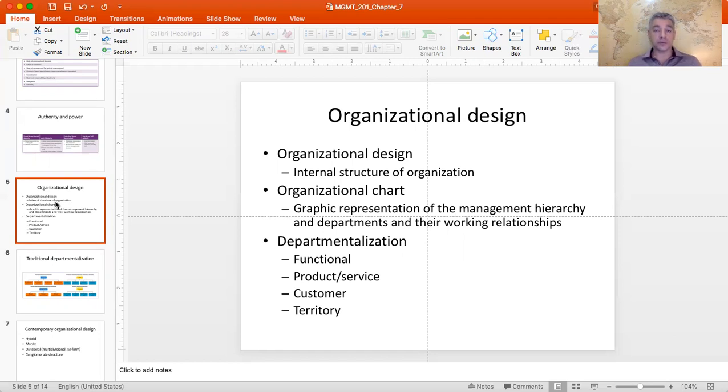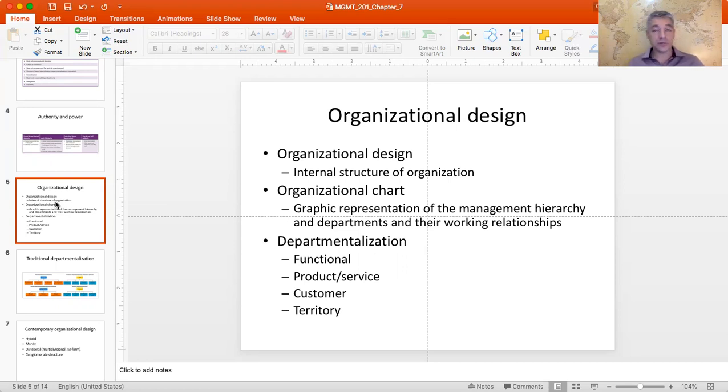The oldest approach probably is the so-called functional approach to departmentalization. So here departments will have to do with specific organizational functions like finance, manufacturing, marketing, HR, and things of that nature. You may also organize your departments based on the kind of product that you manufacture. So I don't know, if you're Pepsi, you would probably have a separate department for soft drinks and something for snacks, and maybe something else for something else.